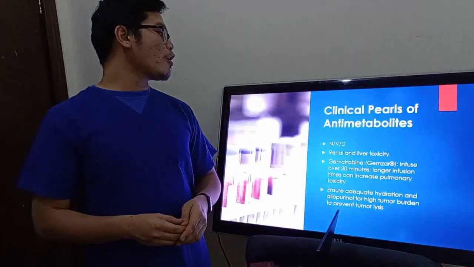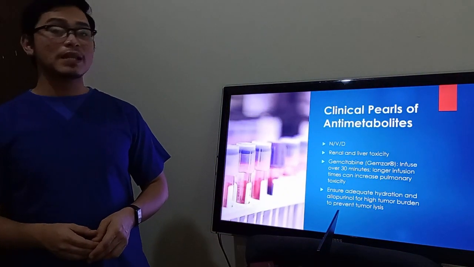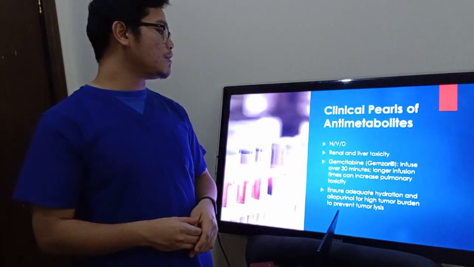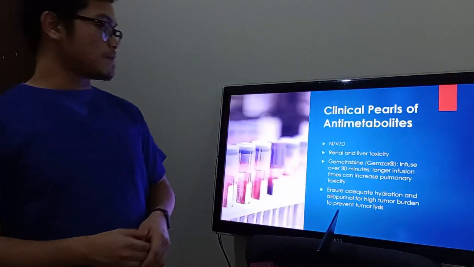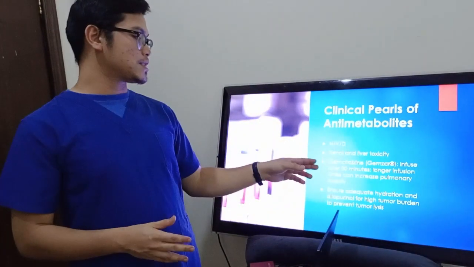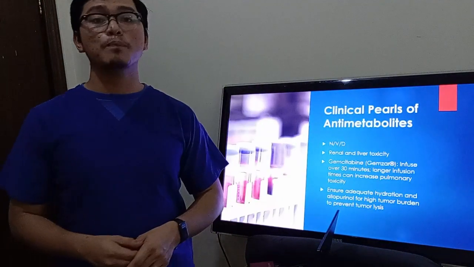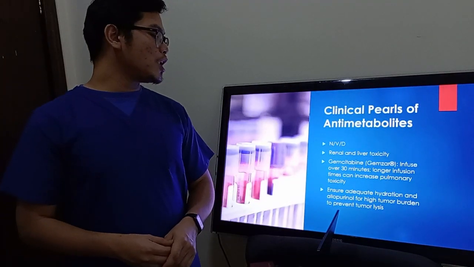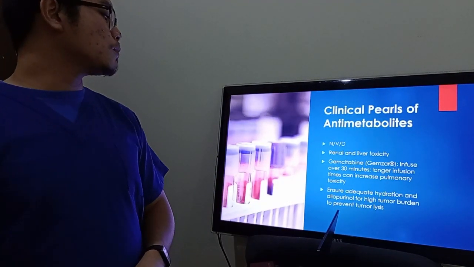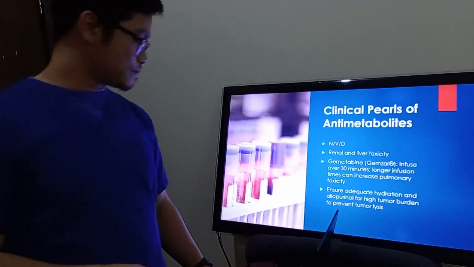For the clinical pearls of antimetabolites: nausea and vomiting are common, and there is renal and liver toxicity, so we need to monitor the laboratories. Gemcitabine, or Gemzar, is infused over 30 minutes. A longer infusion time can increase pulmonary toxicity, so we have to watch for that. Ensure adequate hydration, and give allopurinol for high tumor burden to prevent tumor lysis.